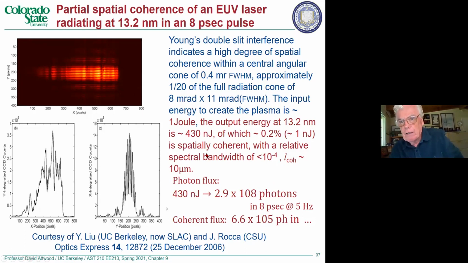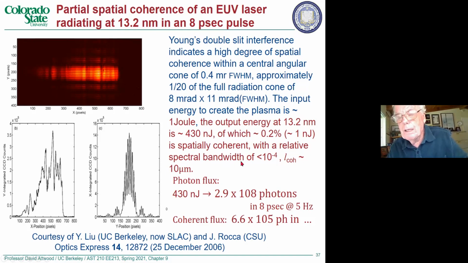So here's just in red a summary. The input energy from the infrared lasers is about a joule, and it gives an output at 13.2 nanometers. It's like a half millijoule of energy. So the joule in and a millijoule out, which is not bad, okay? And of that 430 nanojoules, about 1 nanojoule is spatially coherent. So if you did your angle and spatial filtering, you'd reduce the energy, unfortunately, to a nanojoule, but you would get high spatial coherence, okay?